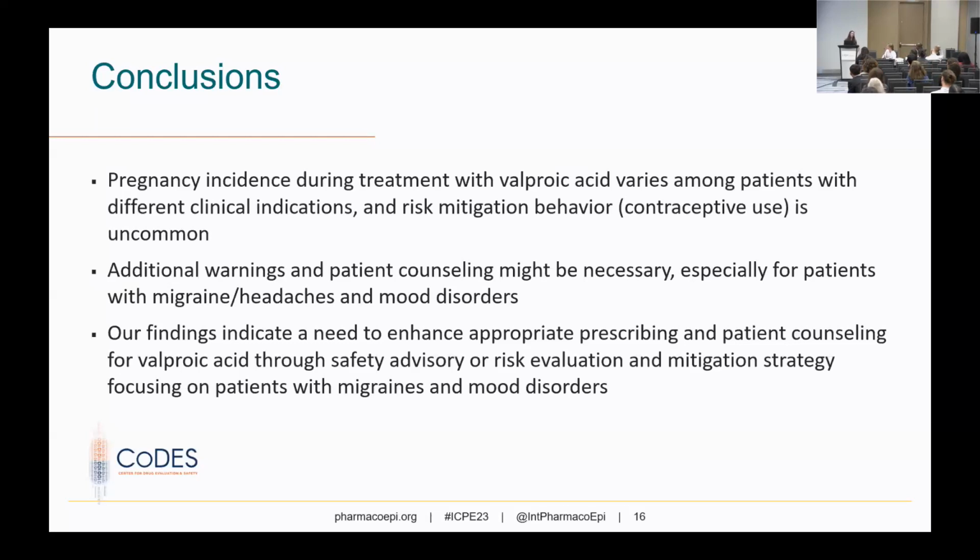Yeah, so one of the things that our team potentially thinks is a lot of the evidence for why valproic acid is a teratogen is specifically in epilepsy patients. So it's possible that it's only the neurologists that are truly aware that it's a teratogen. So the primary care providers that are prescribing for migraine or mood disorders aren't necessarily aware that it's a teratogen, and that could potentially explain why we're seeing fewer pregnancies in the epilepsy patients.